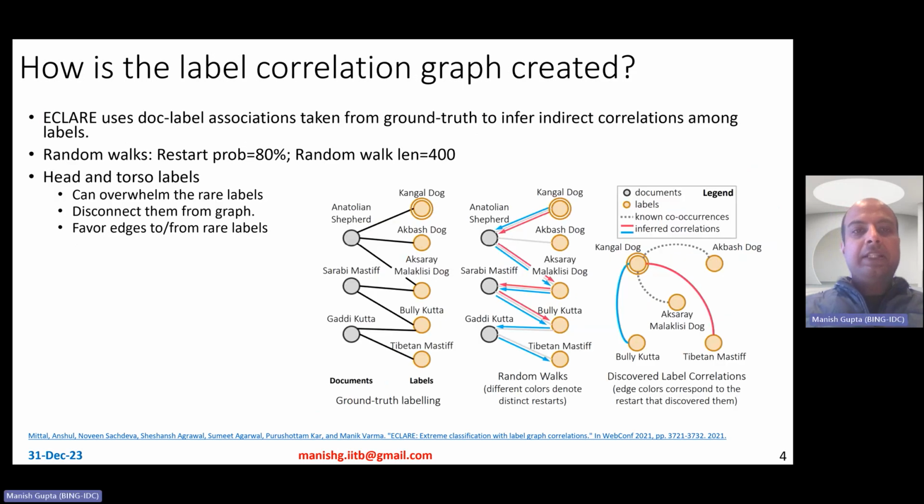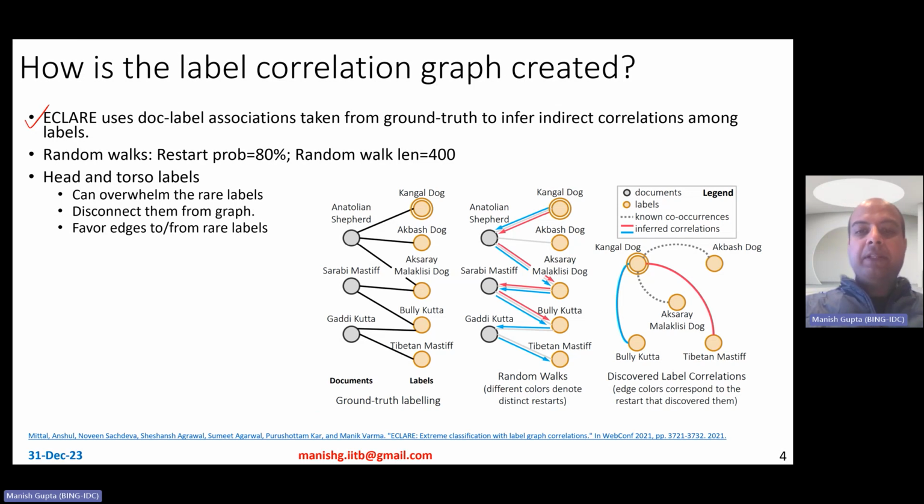So those are the three things to learn while getting the document text embedding. Now, ECLARE also has this notion of a label correlation graph. For tail labels, as we noticed, you do not have too many data points that are connected. Therefore, you can enrich the information about those tail labels by doing label correlations. That is why ECLARE uses them. It uses document label associations taken from the ground truth to infer indirect correlation between labels.